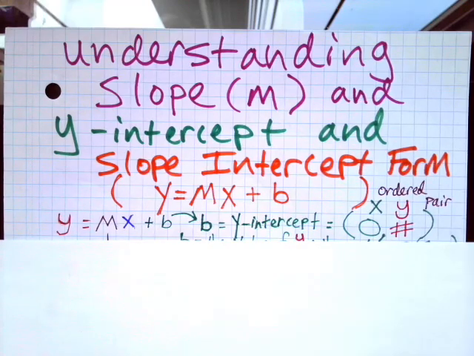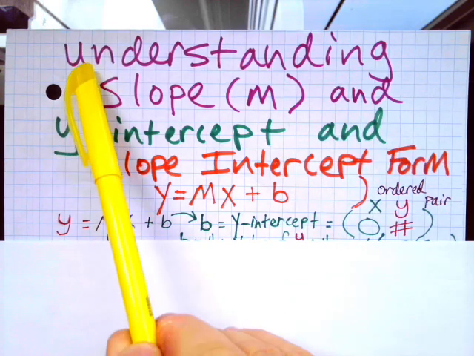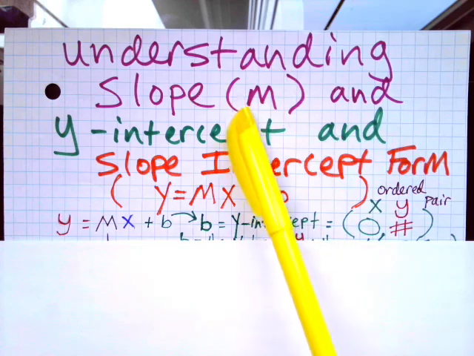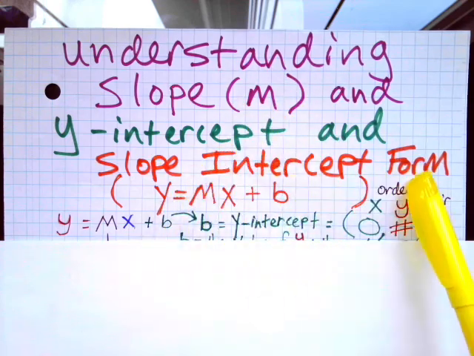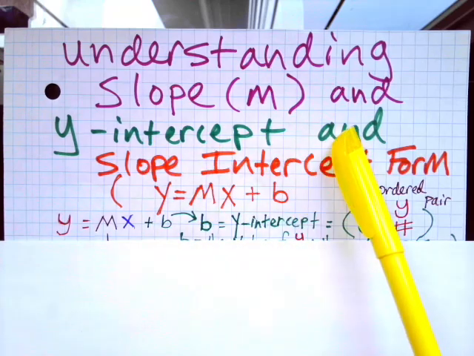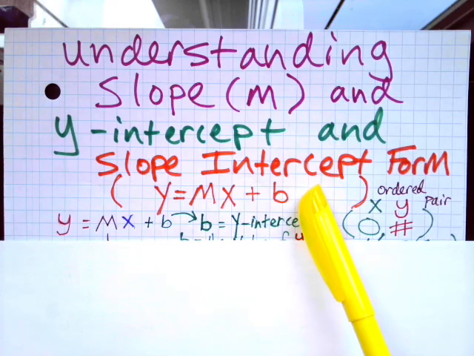Hello. Welcome back to part 2 of answering questions 1 and 2 concerning finding the missing ordered pair value as well as determining the equation of a line. So I'd like to go into an in-depth understanding of slope, which is the m in our slope-intercept form, and understanding what the y-intercept is concerning the slope-intercept form.